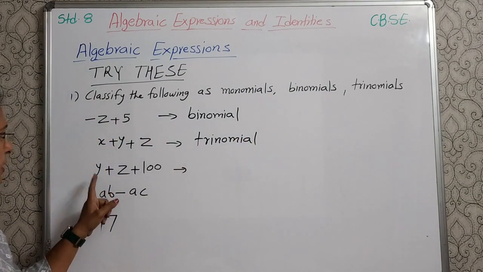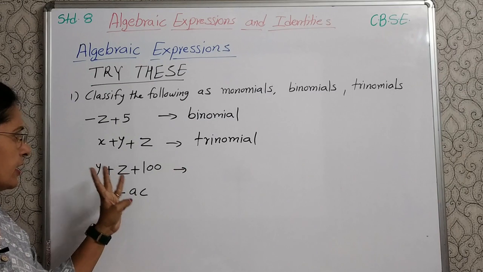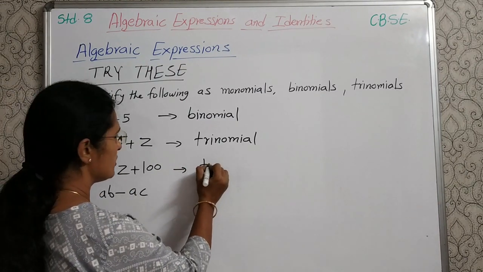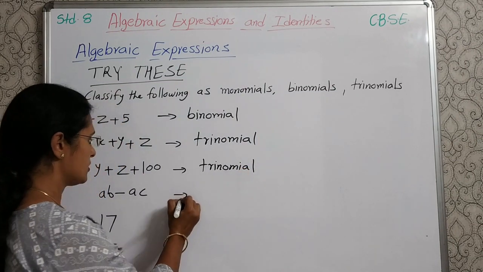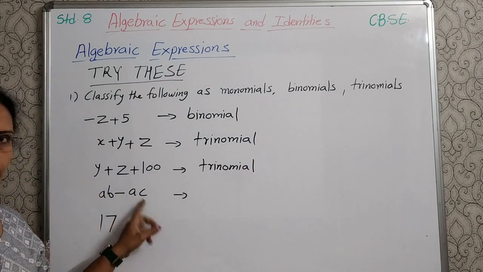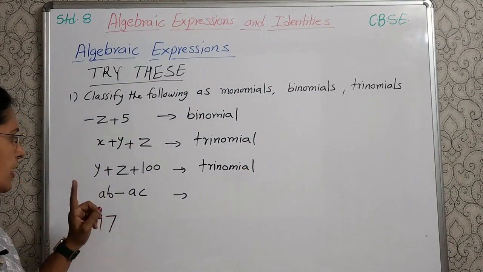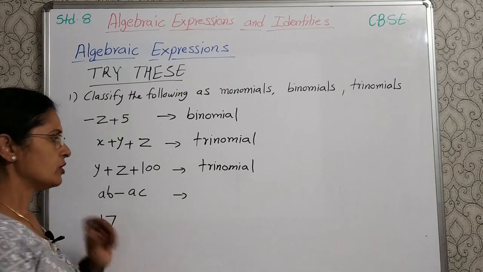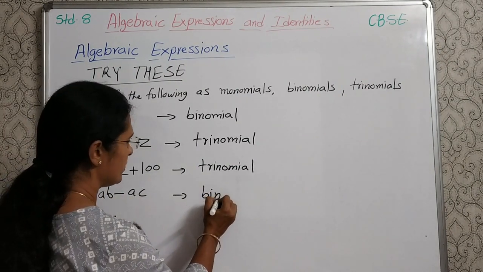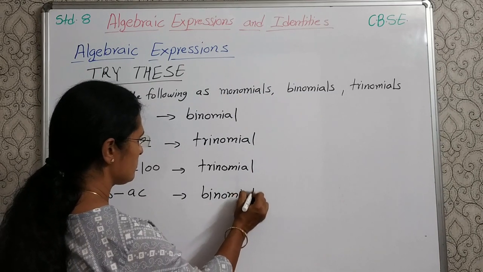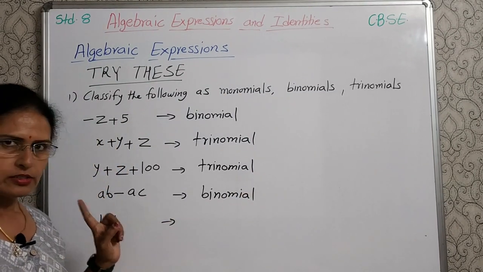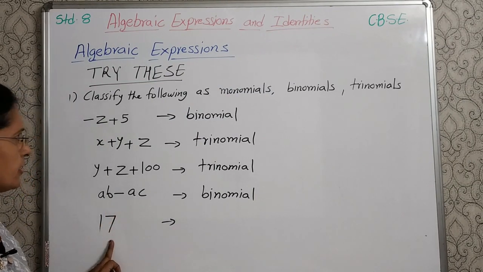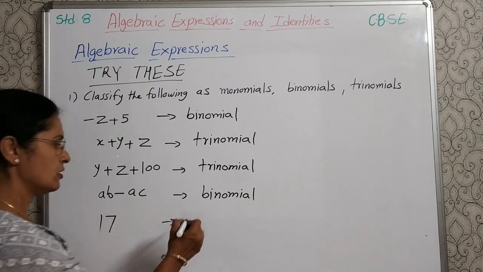Next, y plus z plus 100. Again there are three terms, therefore this is a trinomial. Next, AB minus AC. There are two terms, AB and minus AC. Two terms, therefore this is a binomial. Last, it is 17. Single term, only one term is there. Therefore, this is a monomial.